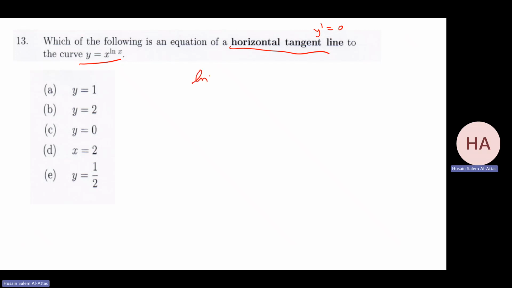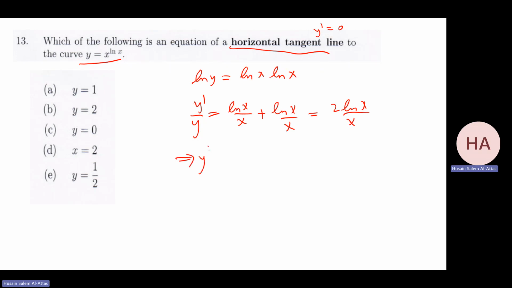I need to find ln y equals what? Ln x times ln x. Differentiate, y prime over y will be equal to what? Ln x over x plus ln x over x, which is 2 ln x over x. So y prime will be equal to y times 2 ln x over x.